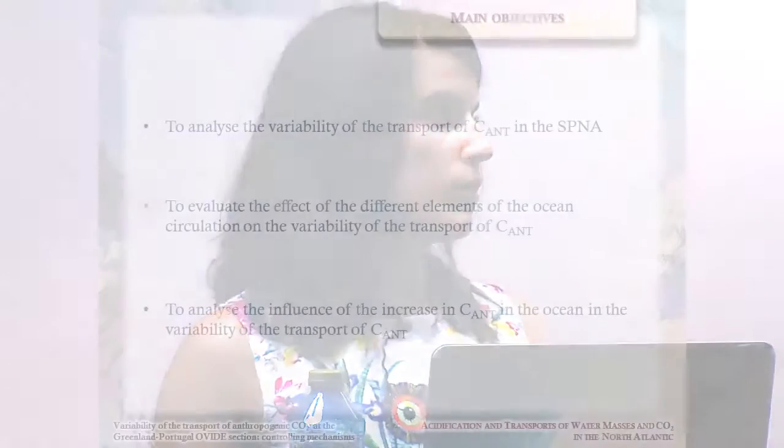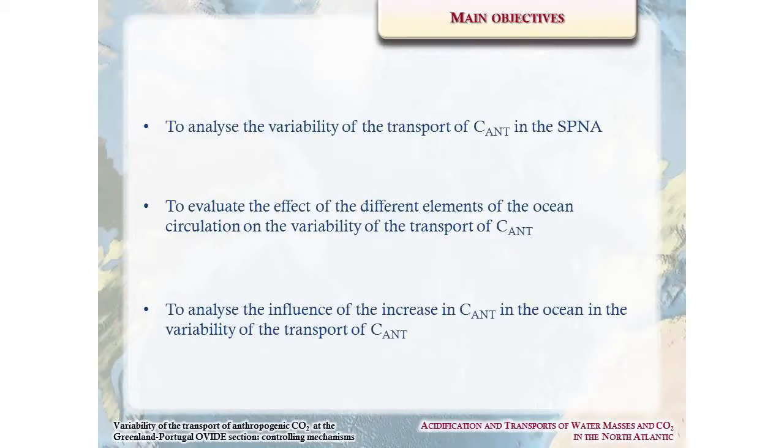The concrete objectives of this study were to analyze the variability of the transport of anthropogenic CO2 in the subpolar North Atlantic at interannual to decadal timescales, to evaluate the effect of the different elements of the ocean circulation on the variability of the transport of anthropogenic CO2, and to analyze the influence of the increase in anthropogenic CO2 in the ocean on the variability of the transport of anthropogenic CO2.